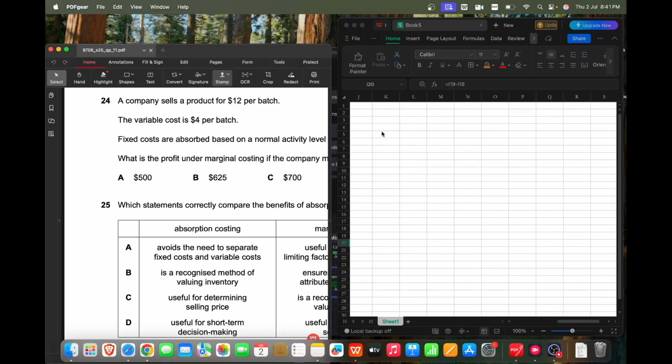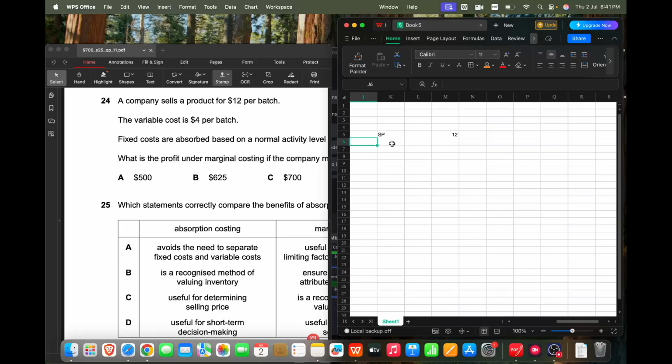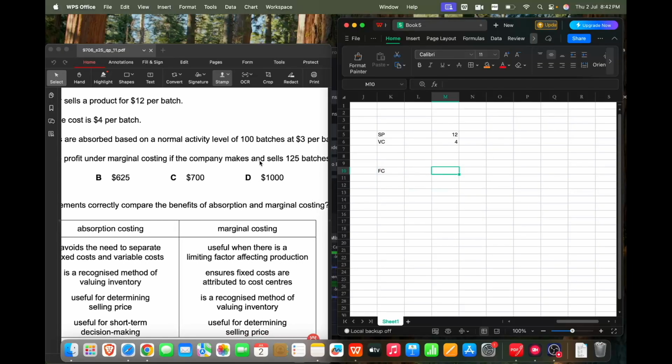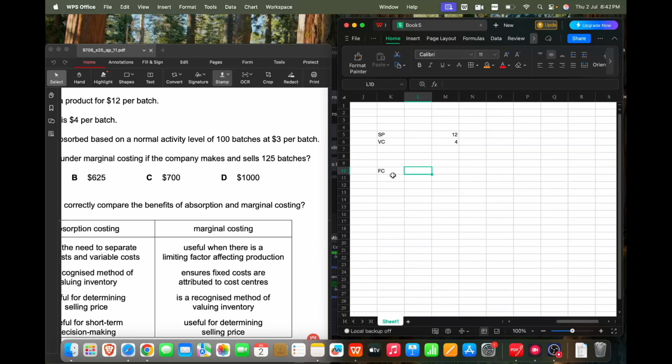So as per the marginal costing, we will have selling price. Selling price in this case is 12, and then we need to calculate variable cost. Variable cost in this question is given as 4, and then we need to calculate fixed cost. Fixed cost out here they said would be absorbed for 100 batches, $3 each. So 100 and $3 each. So total fixed cost that we are paying is this into this, which is 300. I hope you understood this.